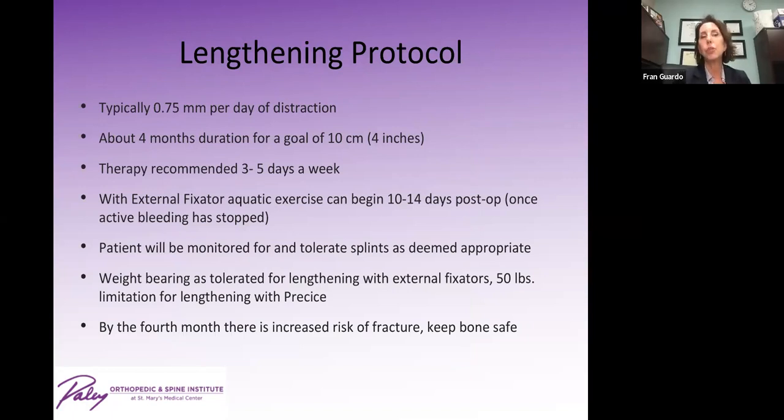The goal of most upper extremity humeral lengthenings for folks with achondroplasia is 10 centimeters. And that is if everything's going well, they're making good regenerate, and their range of motion is tolerating that. So 10 centimeters is about 4 inches. Therapy is recommended 3 to 5 times a week.